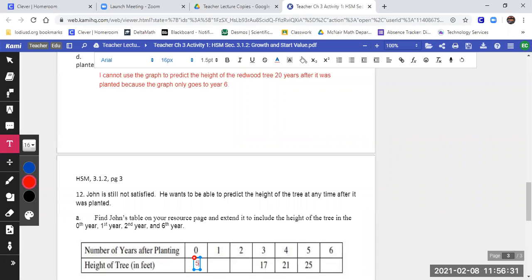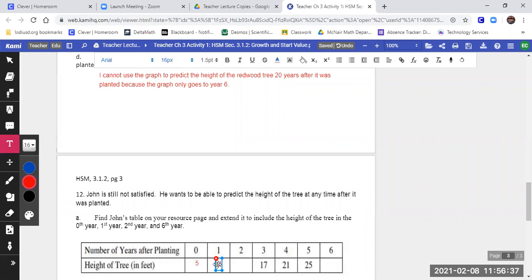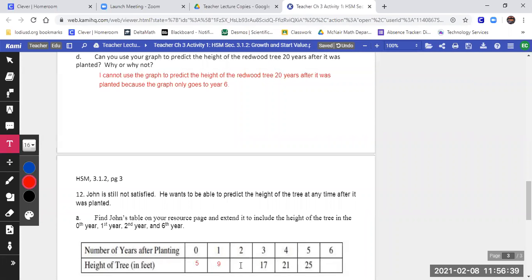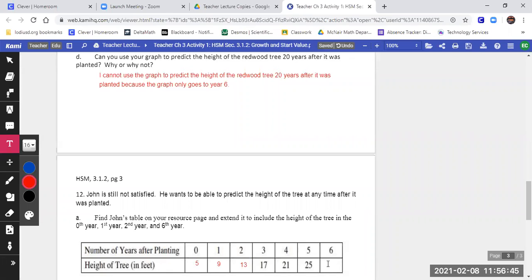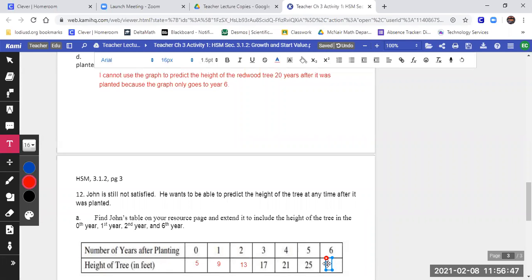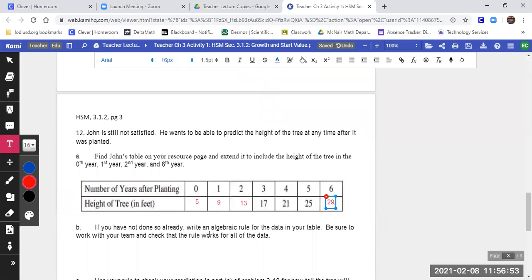Five. Okay. What was its height at year 1? 9.2. 13.6. 29. Okay. So if you have not done so already, can you write an algebraic rule for the data?